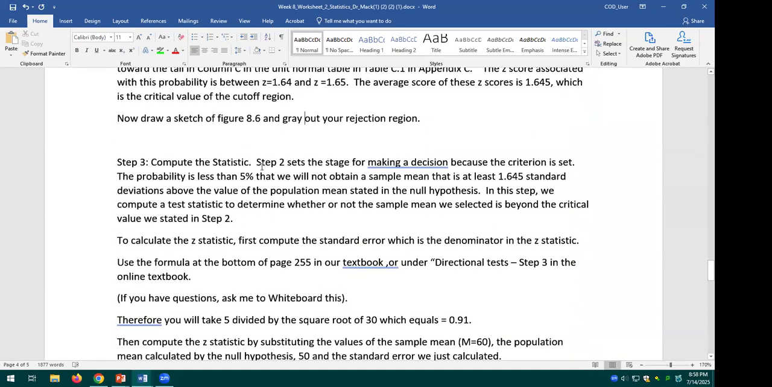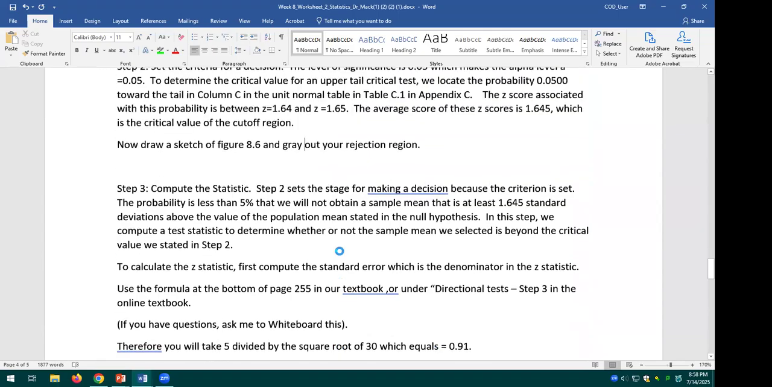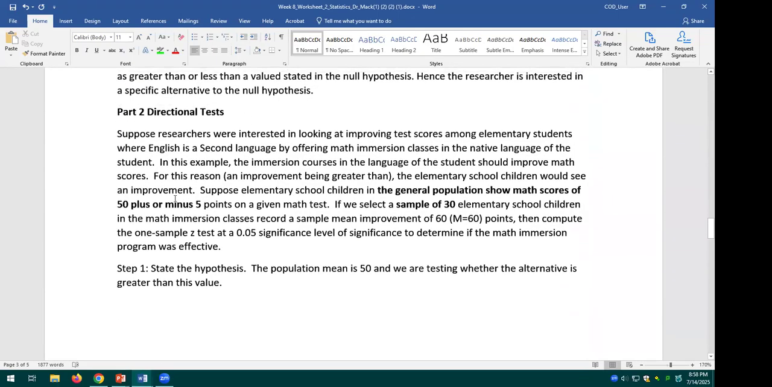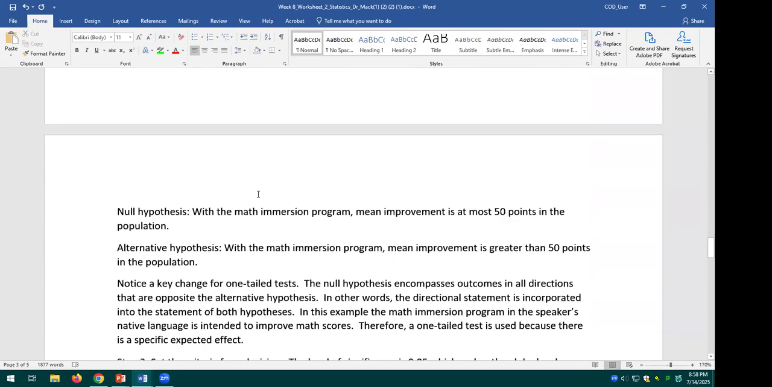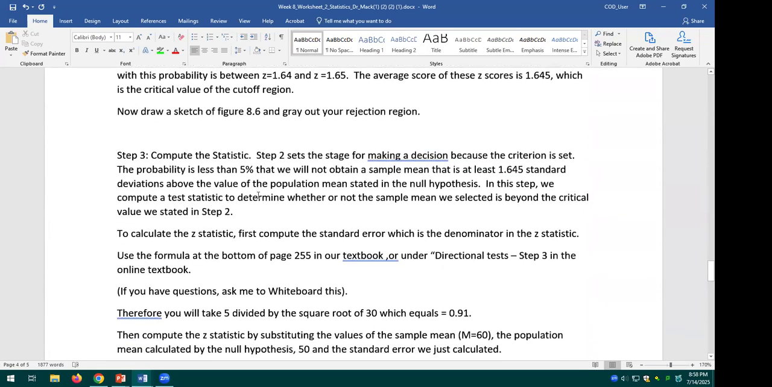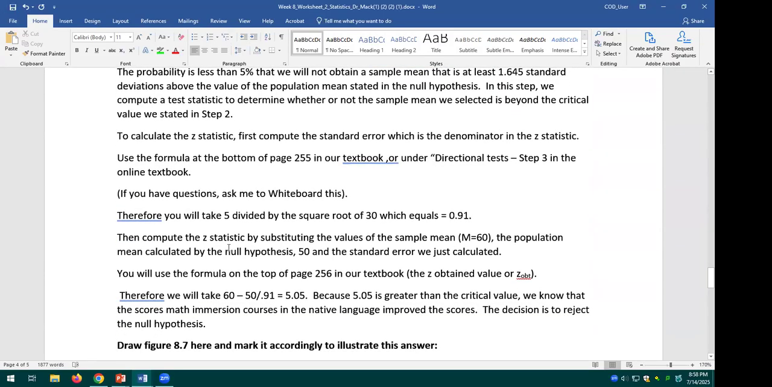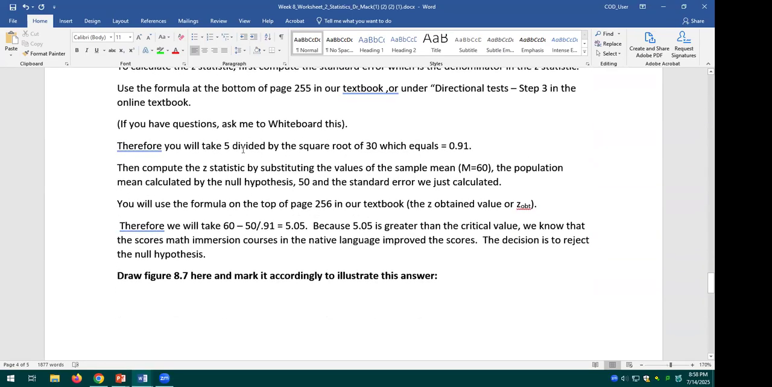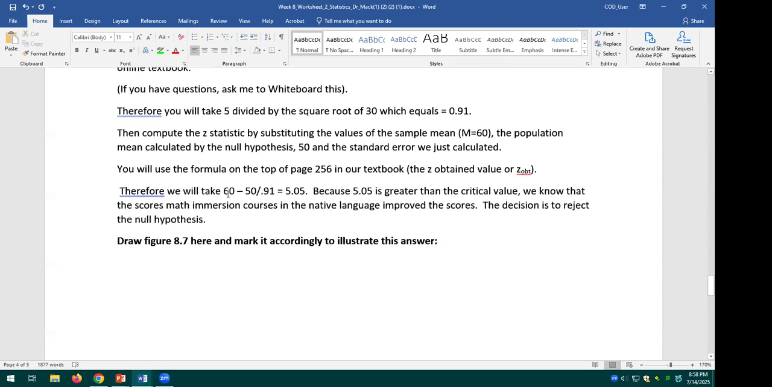We're going to compute the test statistic. So we're going to start by taking 5 divided by the square root of 30, which equals 0.91. That's our standard error of the mean. The standard deviation was given to us, which was 5. That's where that came from. So that's plugging back into this formula: 5 divided by the square root of 30, because our sample was 30. That's the square root of n, 0.91. And then that's our z obtained value.